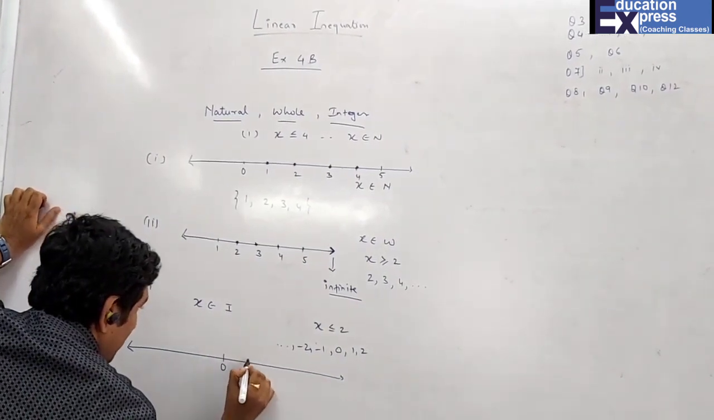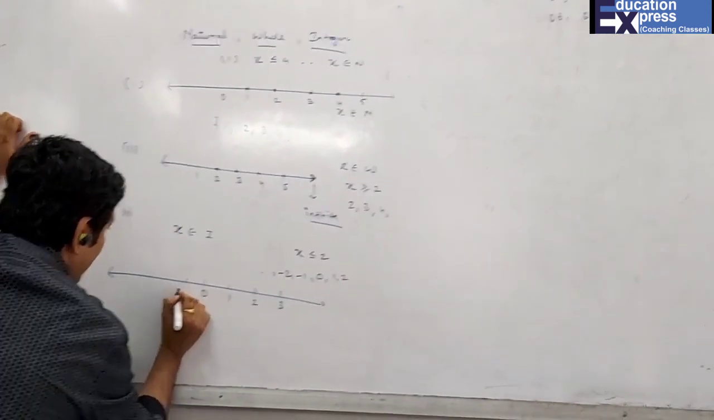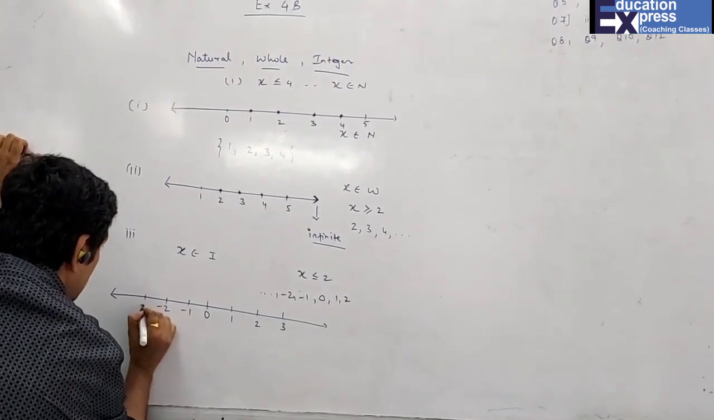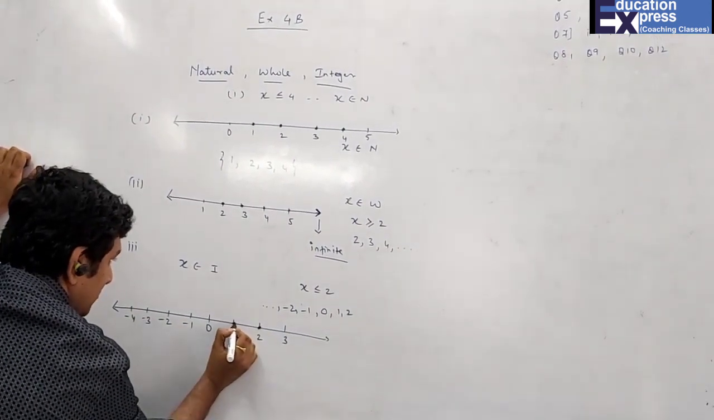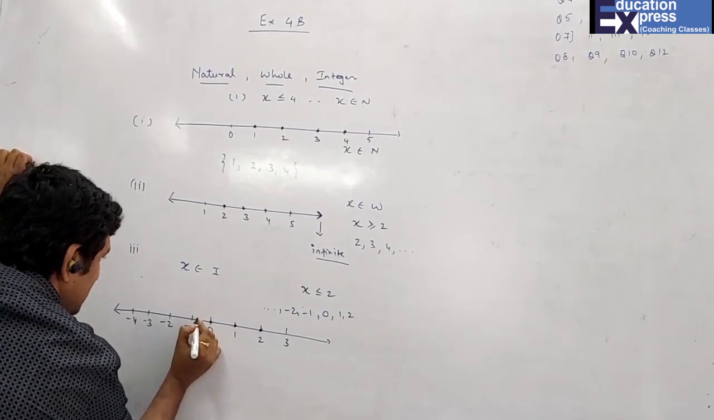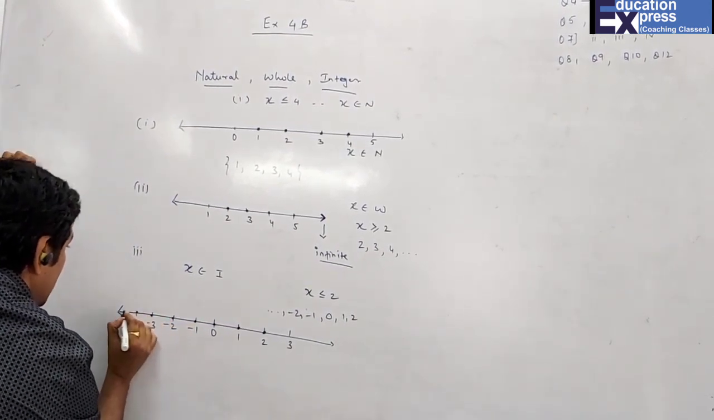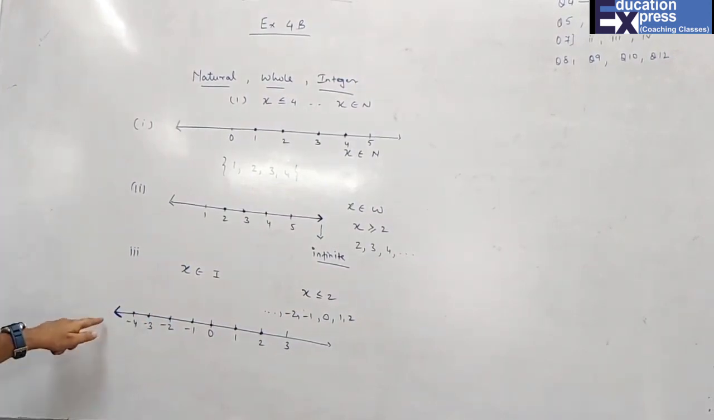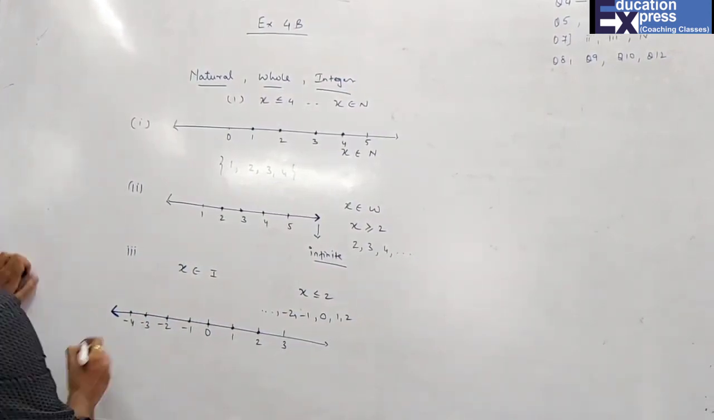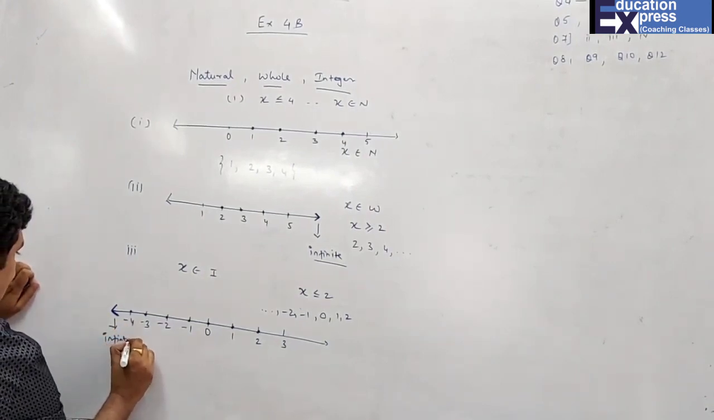So I'll start with 0, 1, 2, one number extra, and here -1, -2, -3, -4. So I'll start with 2. Only the numbers, not the in-between numbers. Here there is no end. So when there is no end, I'll mark a dark arrow on that side, where it is what? Infinite.